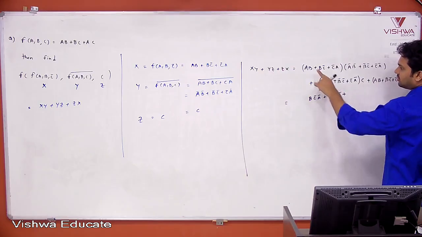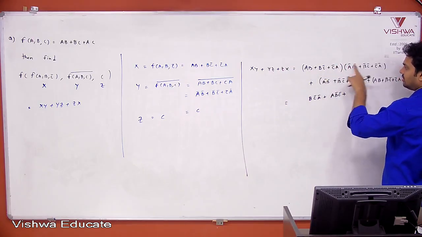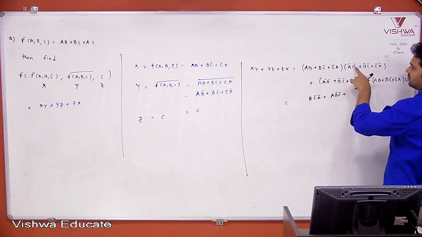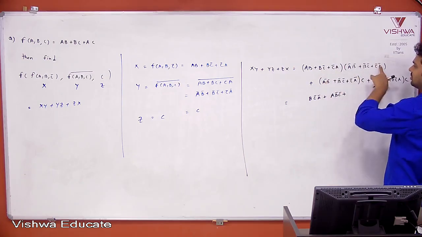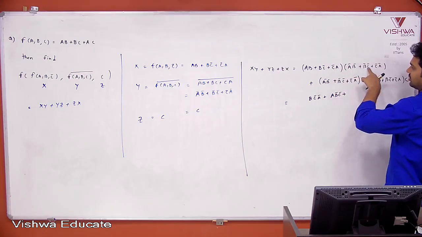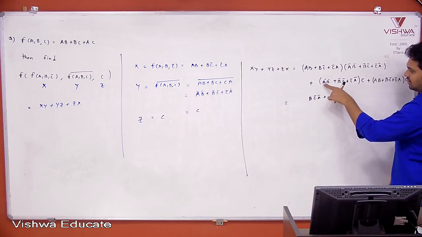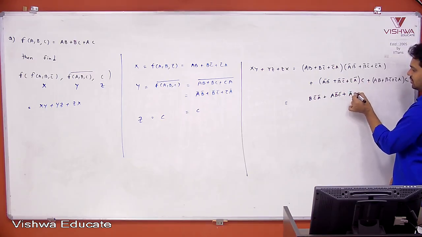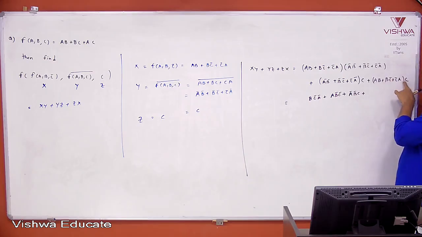Let me check it back. A into A bar, we neglect. B into B bar, we neglect. A into A bar, we neglected. B bar into B, neglected. A bar, B, C bar is the function. Similarly here, A bar, neglected. A, C bar into C bar, written. Next, A bar, neglected. Here, C bar will be neglected. A bar, B bar, C. Here A, B into C. C bar, C neglected.